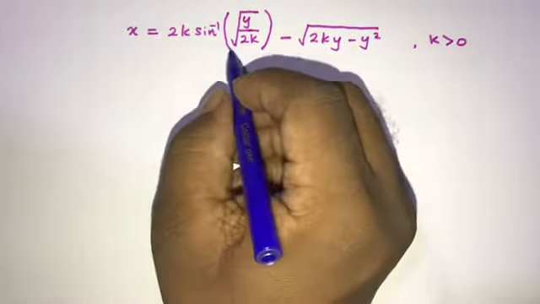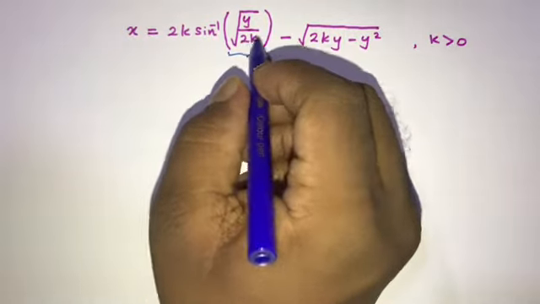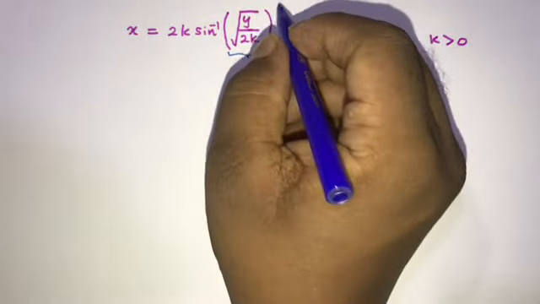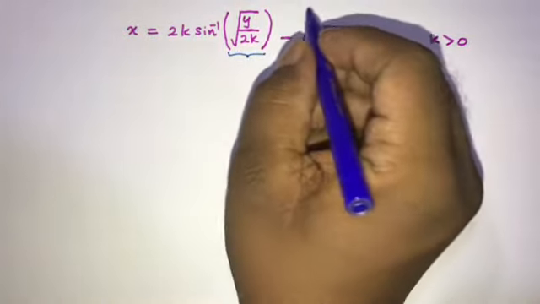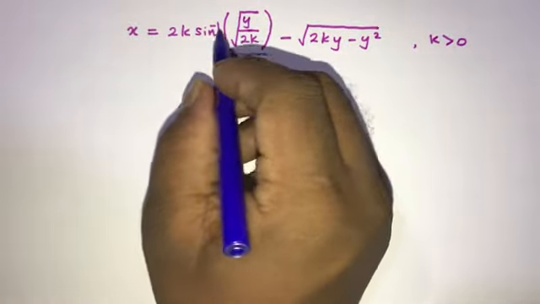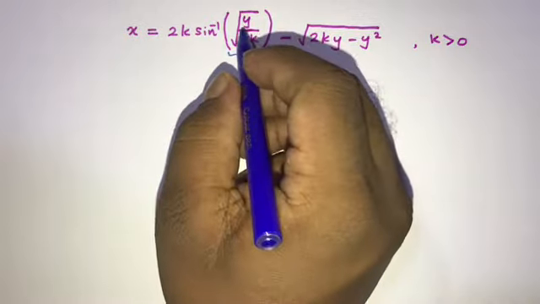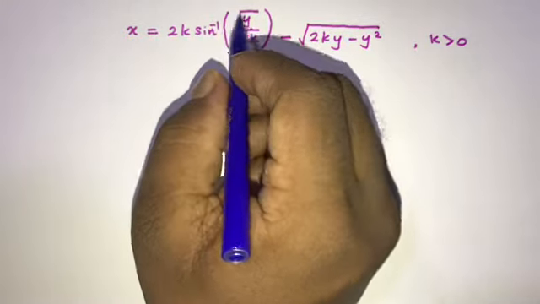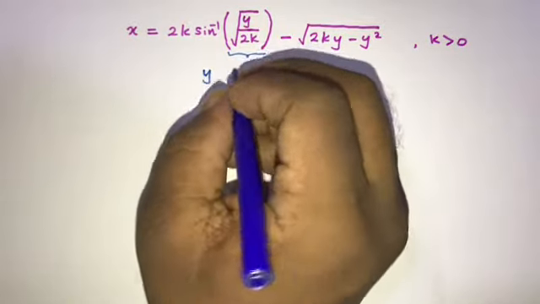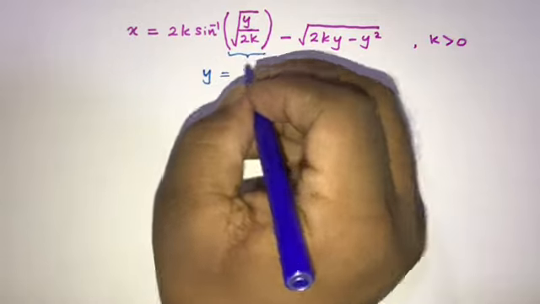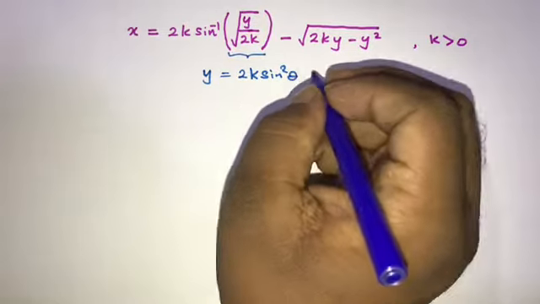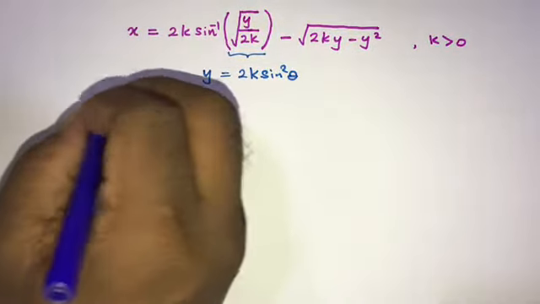Here in this angle, in the denominator, we have 2 times k. So if we take y is equal to 2 times k times function, so 2 times k get cancelled. And if we have inverse sine of sine function, so sine and sine inverse get cancelled. So I will take y is equal to 2 times k sine square of theta. Okay, now we can plug in.